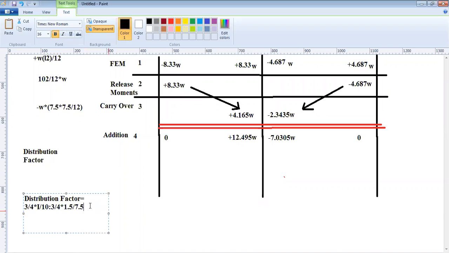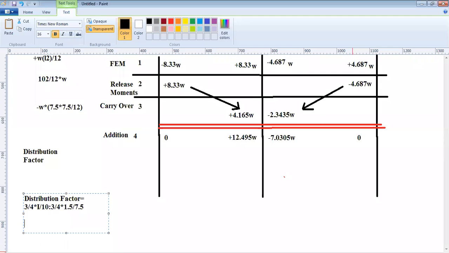So the distribution factor is actually the ratio of the stiffnesses of the two elements which are being connected at end B. So the distribution factor will be at support B. Now what will be this ratio? 3/4 into I by 10. Can you calculate it? How much is that?